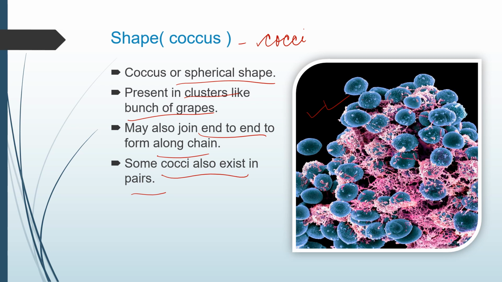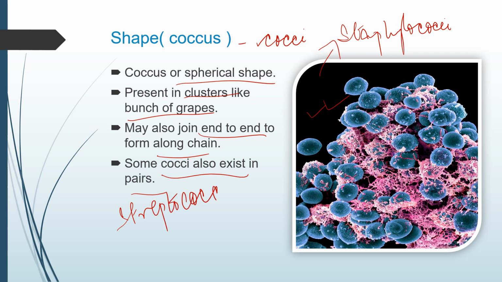You can say that they are all staphylococci. They are present in a cluster or bunch like grapes. Now when we come to streptococci, they form a long chain. They join end to end and form a long chain. So that is streptococci.